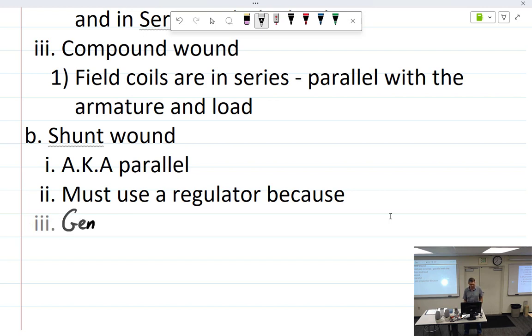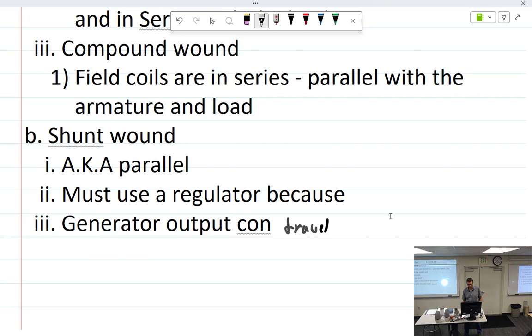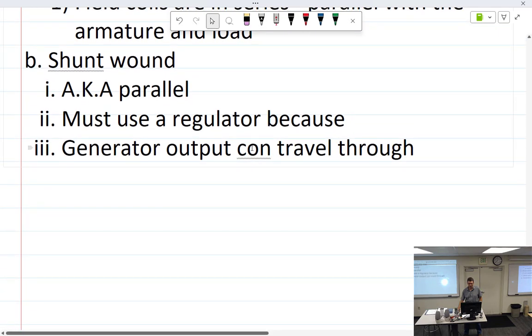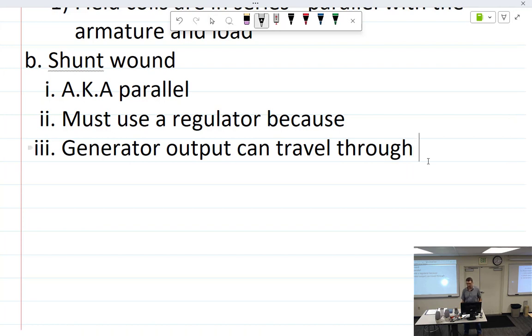So maybe this will be the last time I do it. Generator output. Output can travel through the aircraft load or the field. I'll just put load. Obviously, it's aircraft load or field.